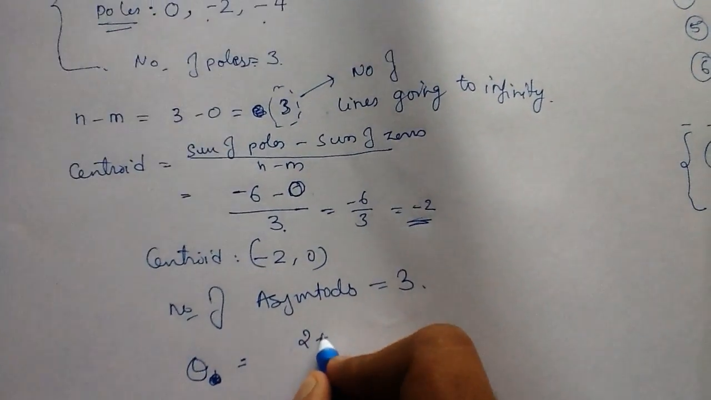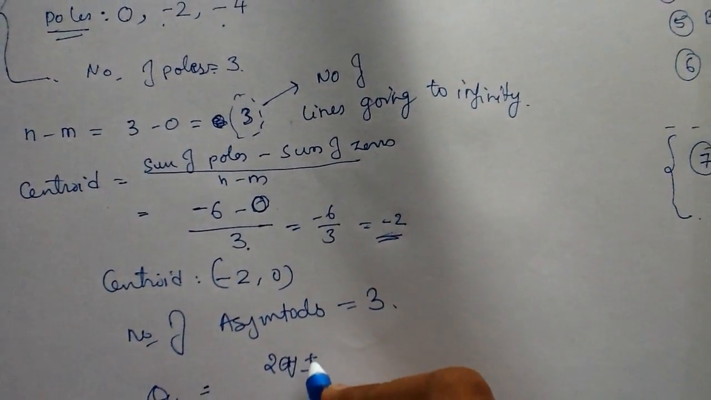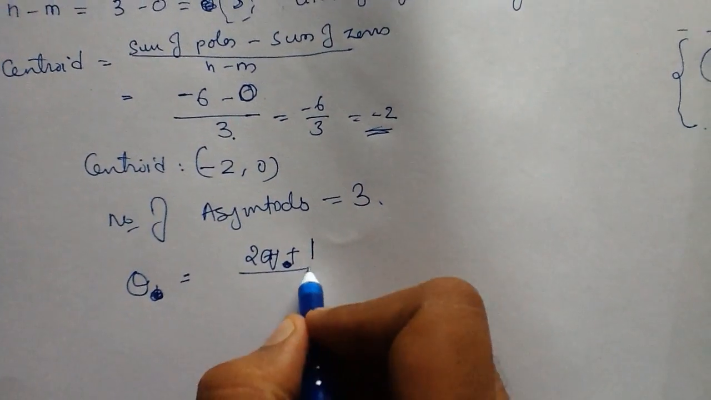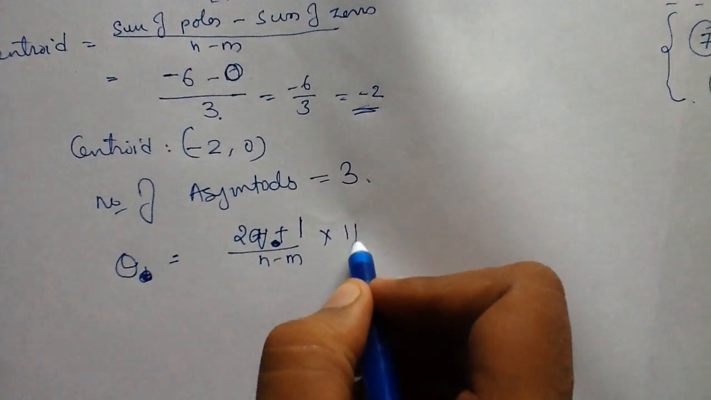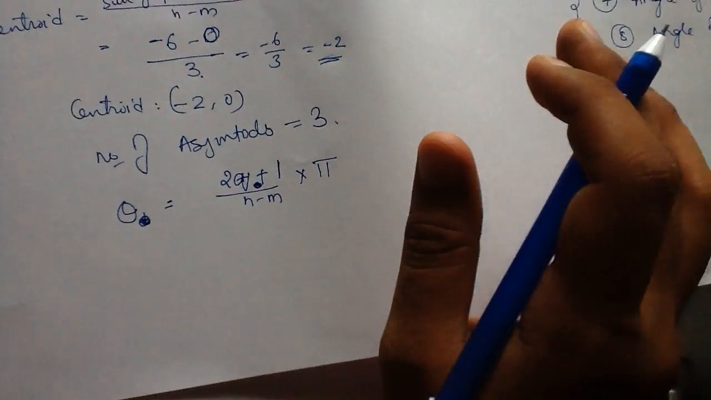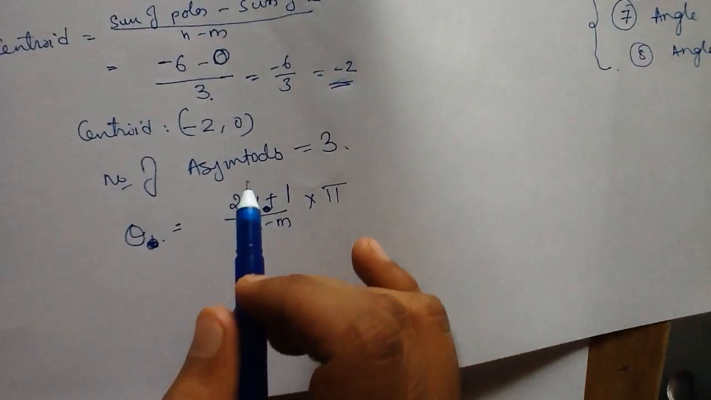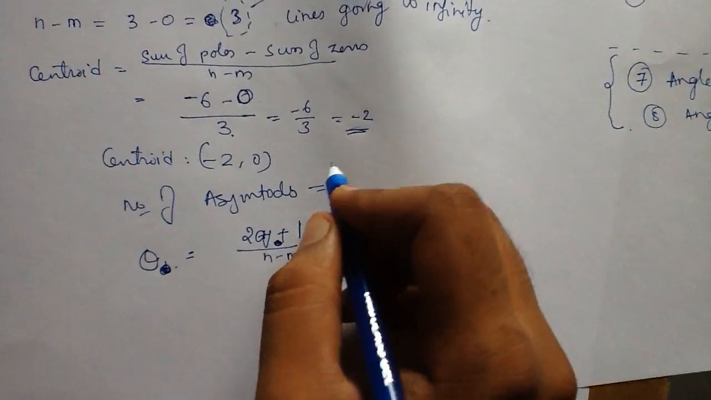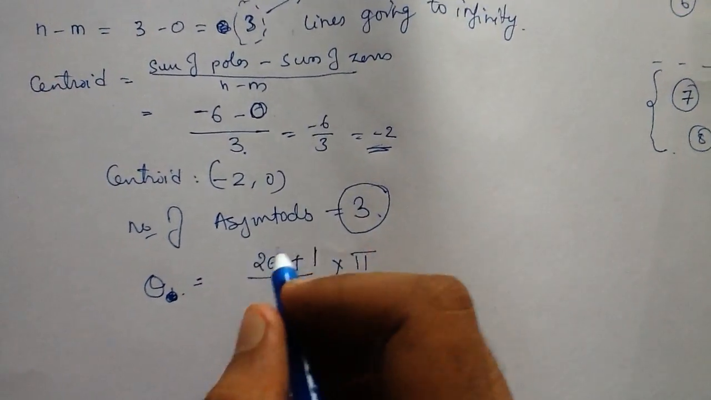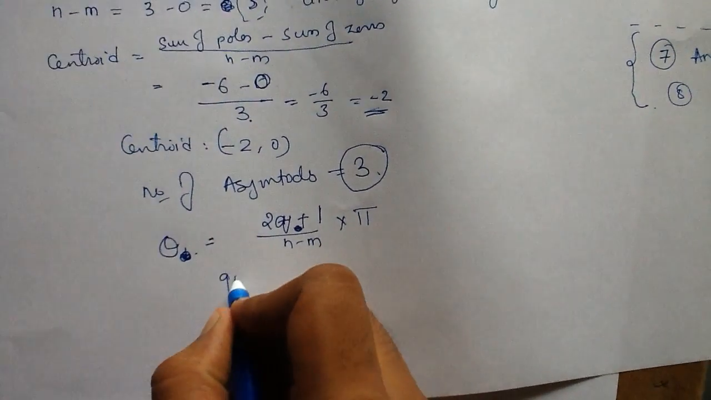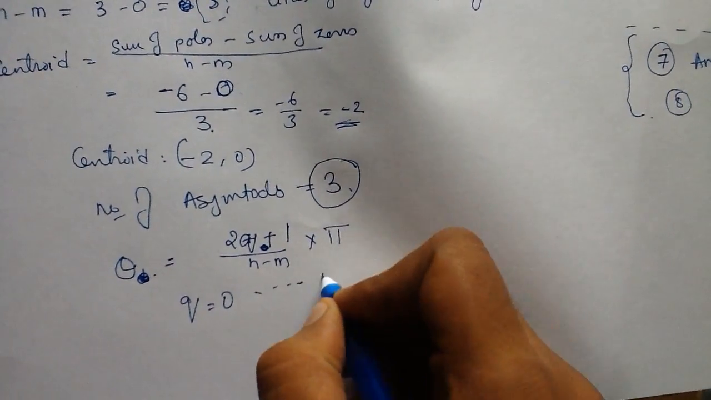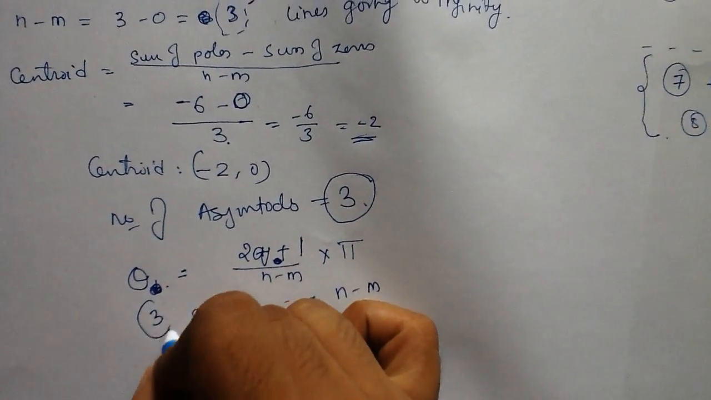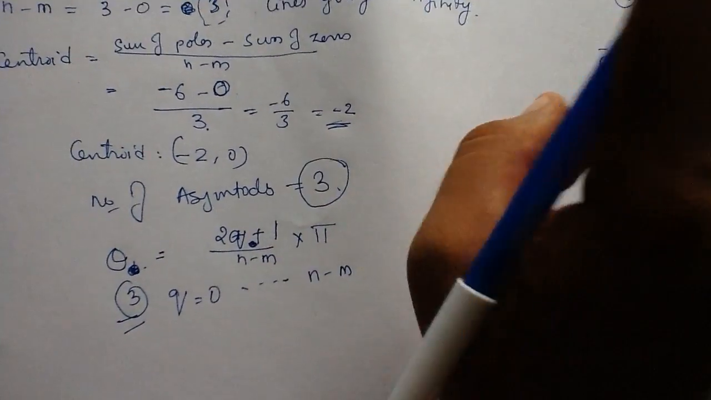Theta is equal to 2q plus 1 by n minus m into pi, where pi is 180 degrees. So this formula is very simple. Theta is equal to 2q plus 1 into pi by n minus m. In our case, the number of asymptotes is 3. So you will start with q equal to 0 and proceed till n minus m, that is 3. So you need to find 3 angles.